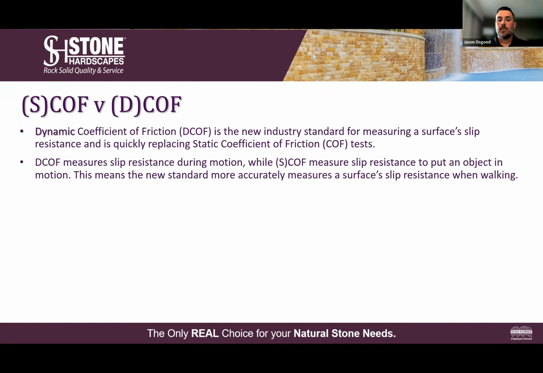The dynamic measures resistance during motion, like I said, while the static measures the force to put an object in motion. The reason it's becoming the norm is because it is more relevant to when somebody's walking on a deck. So the new standard more accurately measures a surface's slip resistance when walking. Think about people walking around a deck, walking on a patio. That's the dynamic coefficient of friction.